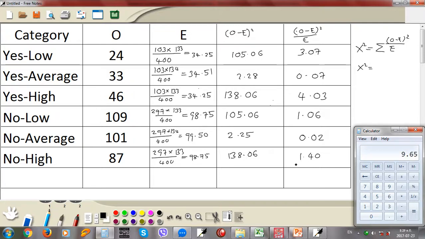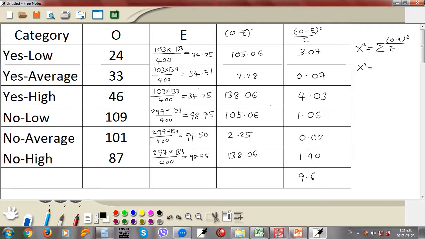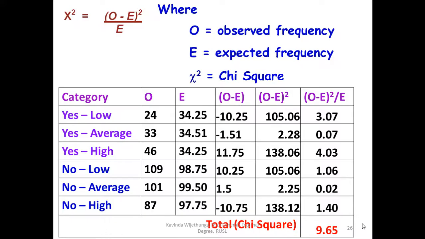That is 9.65. So the chi-square value is 9.65. This is the calculated chi-square value. We calculated the chi-square value as 9.65.